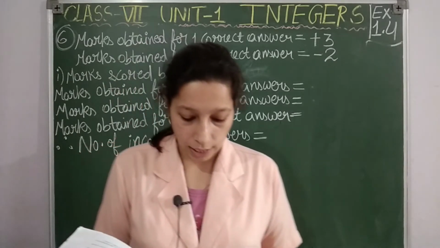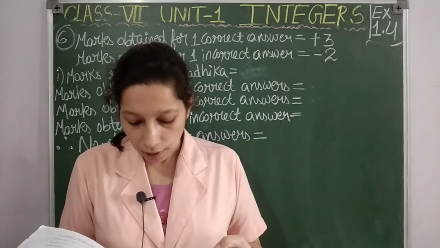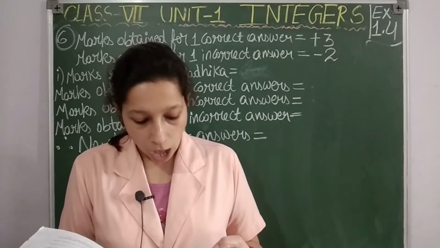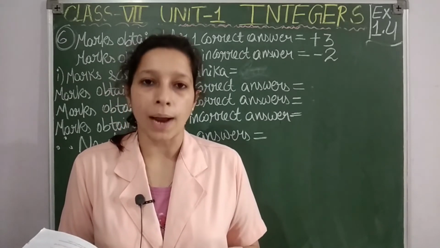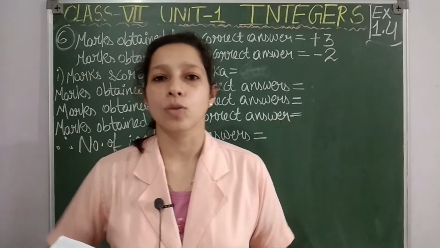Okay, then this question has two parts, students. First part we are going to see. Radhika scored 20 marks if she has got 12 correct answers. How many questions has she attempted incorrectly? Let us discuss this question first, students.